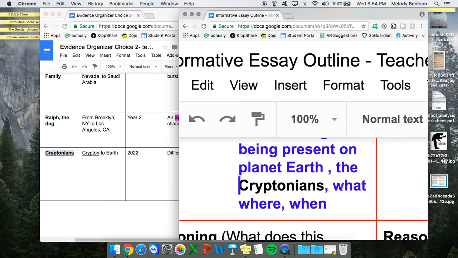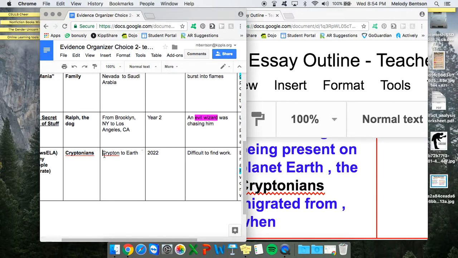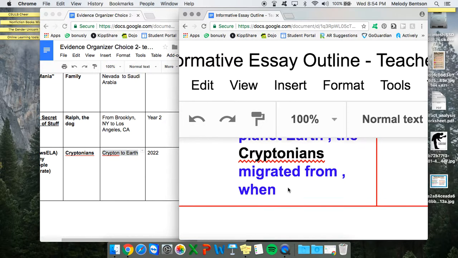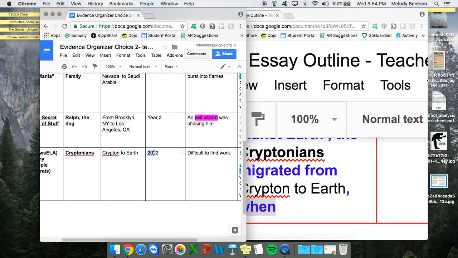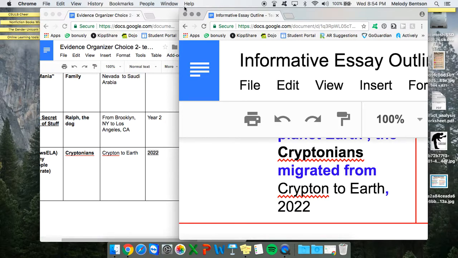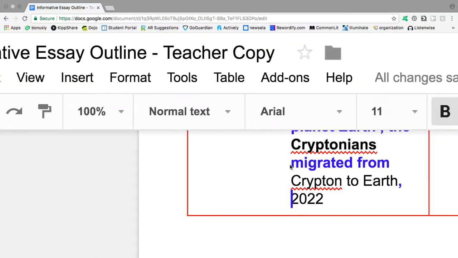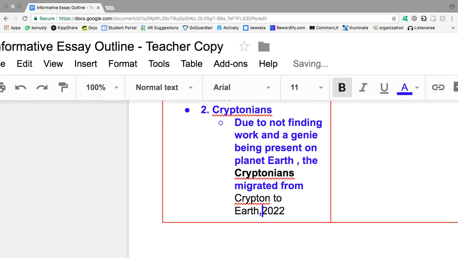The Kryptonians, I already know what, it's the same thing every time, migrated, now where from, check my evidence organizer, from Krypton to Earth, and now when, and my evidence organizer says 2022, and now I have a full sentence. So we do this so that we can actually write full sentences, much like an essay. In the year 2022, period.